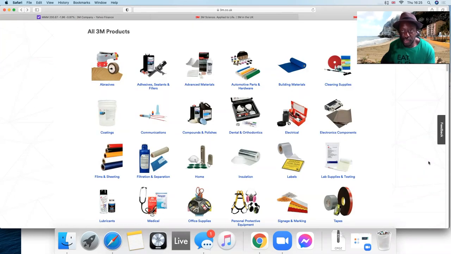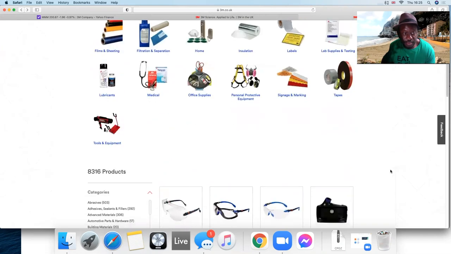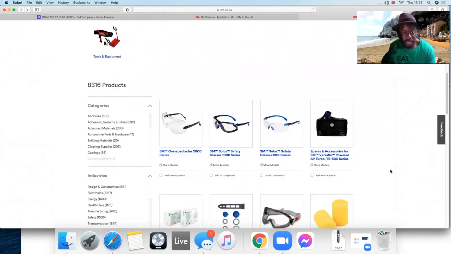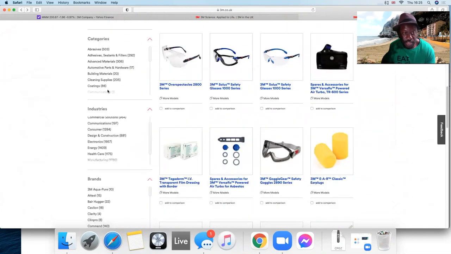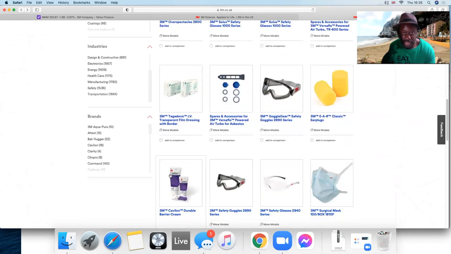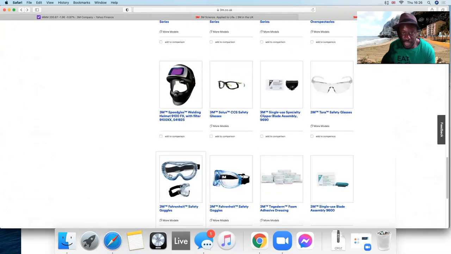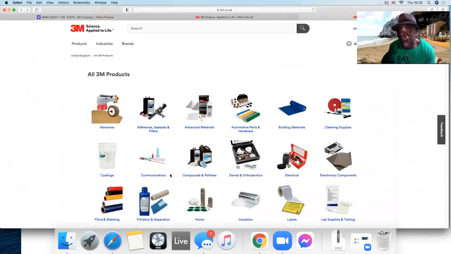I literally wouldn't even have the time to sit here and reel off all the products that 3M do, but you can just look here and see how many things they're into. 8,316 products, even when you just look here under the industries, you know how many things they do. It's ridiculous, but do that for yourself. Have a look and see how many products 3M makes, and I bet you'd be surprised that you know a few of them.